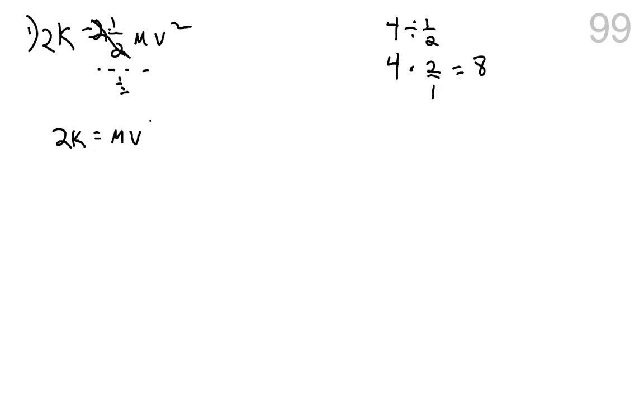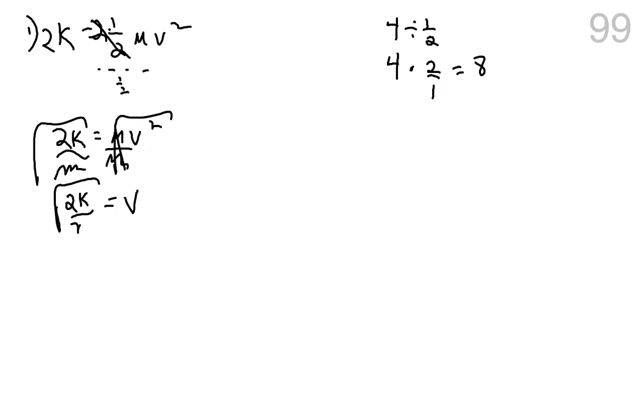So 2k equals mv squared. What's the problem now? Divide by m. Now I have to square root. And I get v is the square root of 2k over m. Okay, v is the square root of 2k over m. Any questions about that? All right, v is the square root of 2k over m.